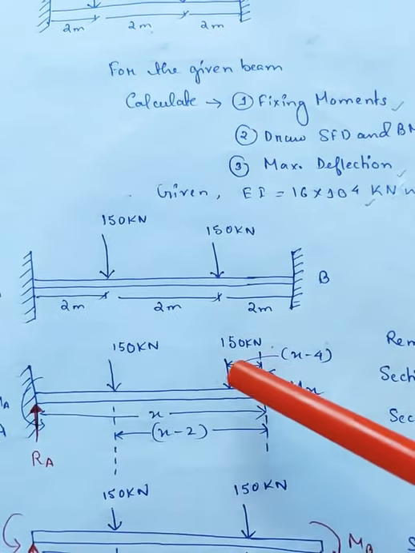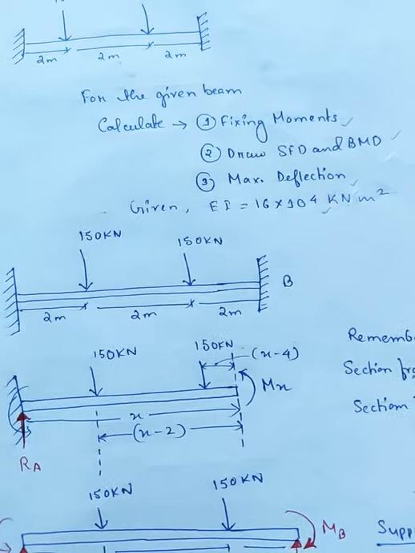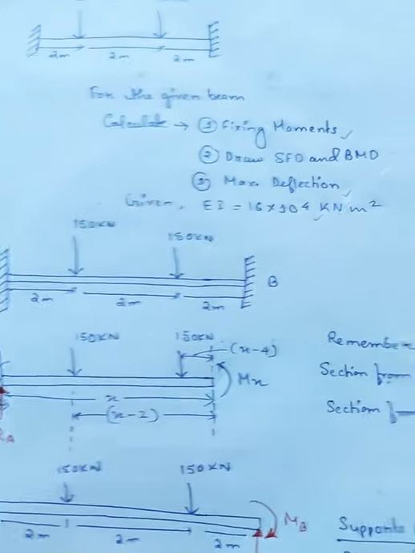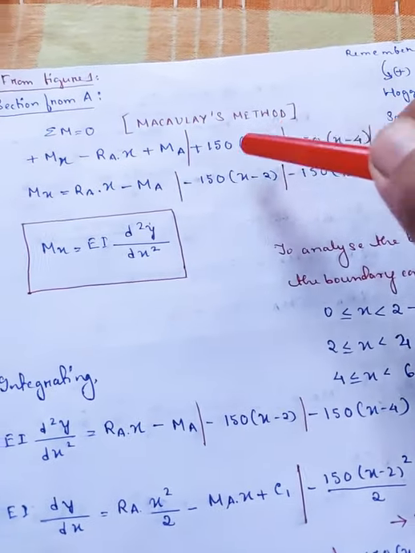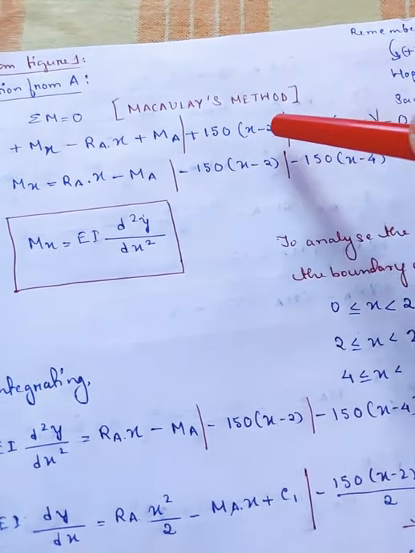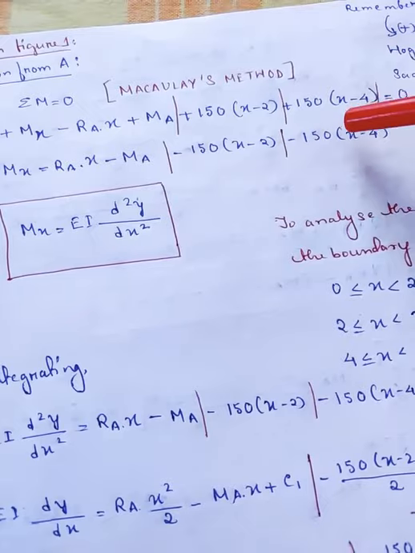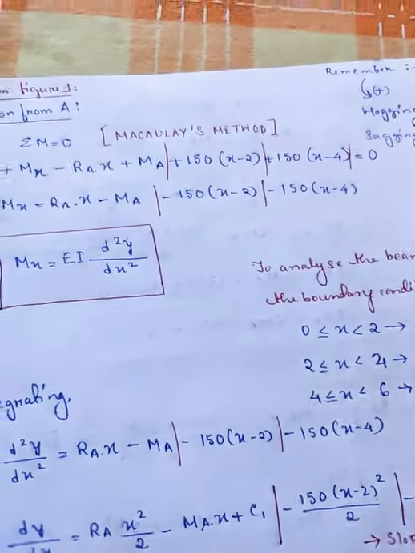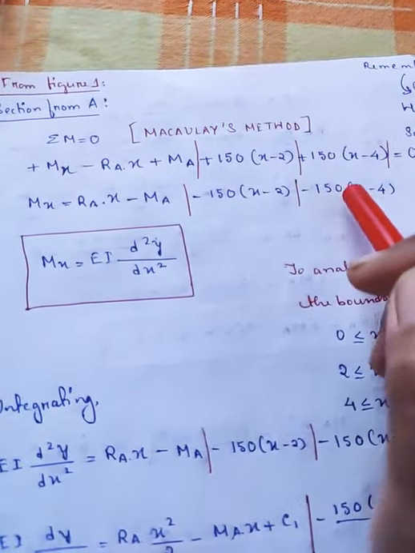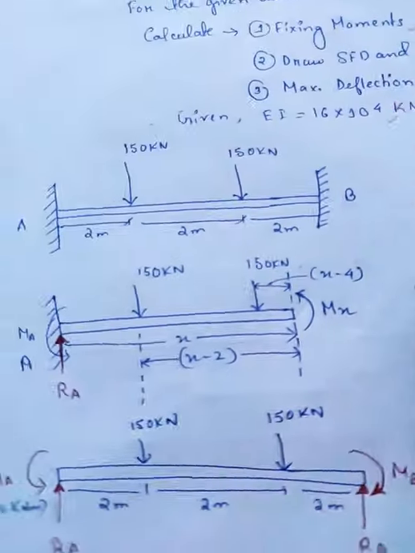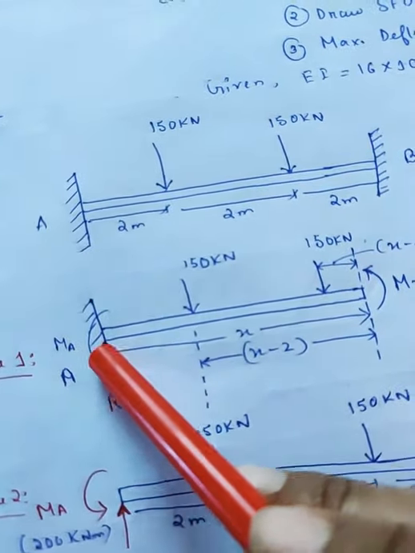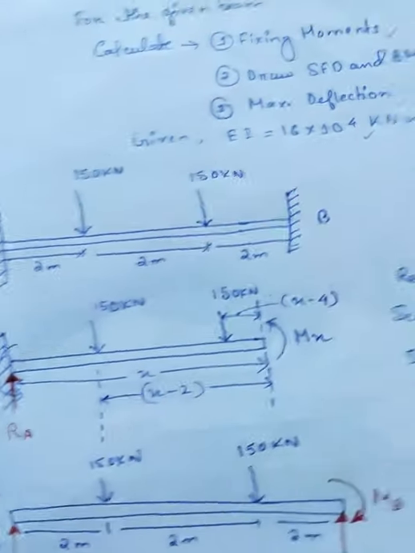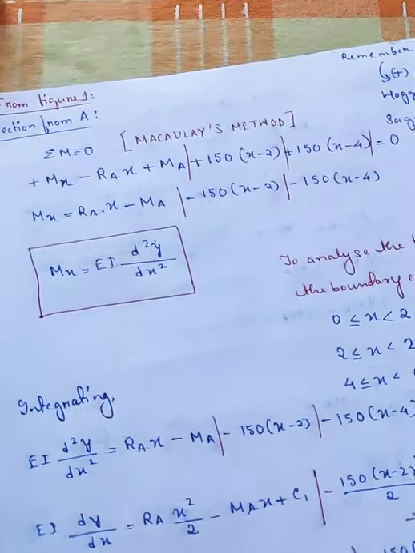For moments we also need to take the distance from this end, hence here as you can see, I have already told you the first 150 kilonewton is at a distance of x minus 2 and the second one is at a distance of x minus 4. Here I have written all the moments. And RA, here RA is acting upward, means it will move like this, it is in clockwise direction, hence RA is negative.